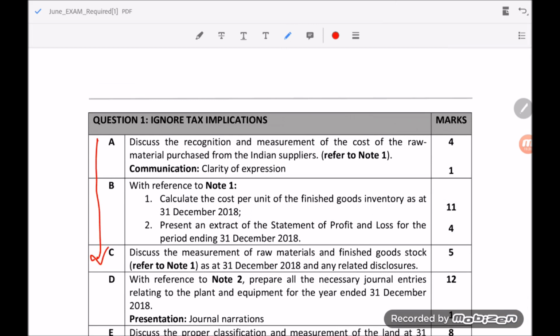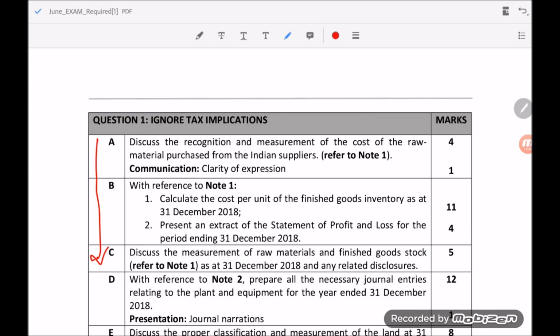All of these were relating to inventory. So the number of marks, 5 over there plus 15 over there to make it 20. So 25 marks in total were covering inventory. A quarter of the paper was actually related to inventory. Now the first one says discuss the recognition and measurement of the cost of raw materials purchased from the Indian supplier.